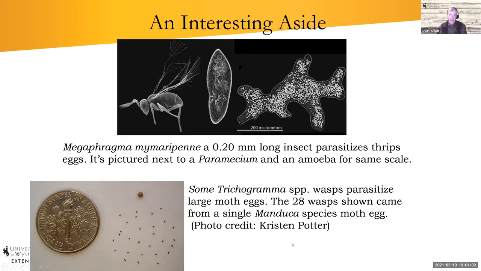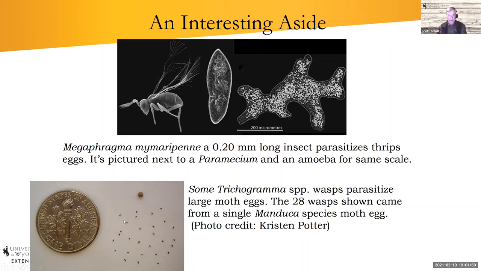The other thing here to show you how tiny some of these insects are is the Trichogramma species of wasps. Some of these are sold in places like Arbico Organics, where you can release them and they help reduce populations of, say, pest species. In this case, Manduca, which are the tomato hornworm and tobacco hornworm species of moths.